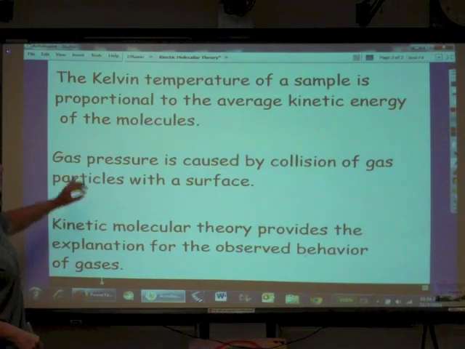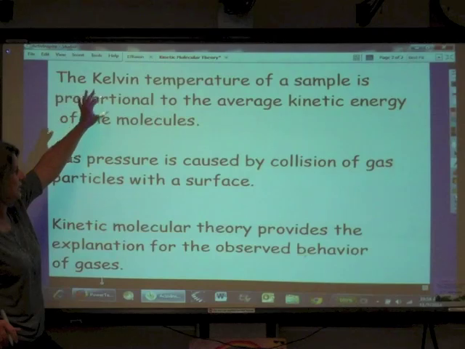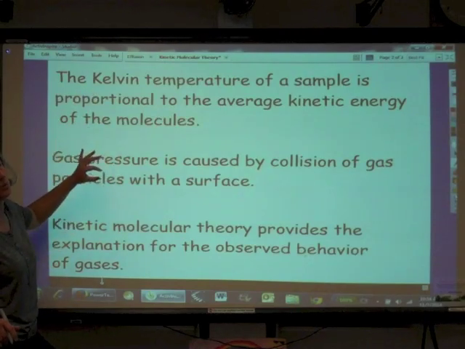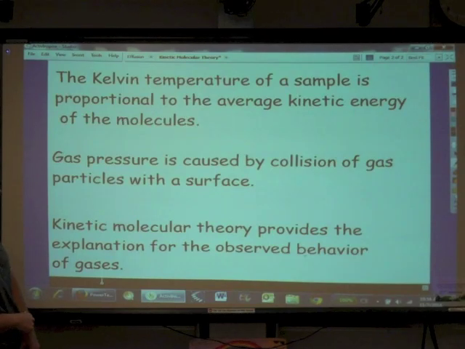So really, these two things right here. Kinetic molecular theory is really this, but we've got to have this part as well in order to talk about pressure. So kinetic molecular theory provides the explanation for the observed behavior of gases. So what we're going to do in our next set of notes is we're going to talk about all the gas laws, and we're going to explain them in terms of kinetic molecular theory. Why are we seeing the mathematical relationships that we're seeing?